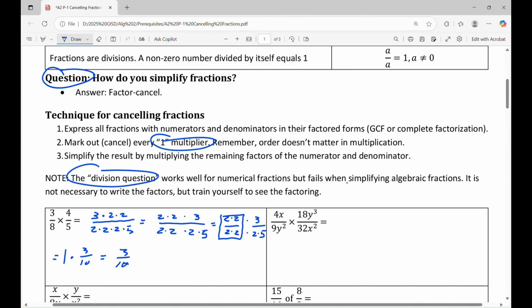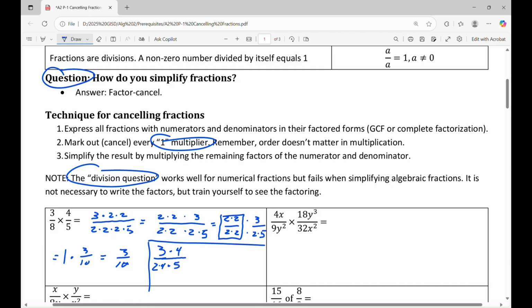Now let's look at another way of doing that same problem. We could have done it this way. We could have said, I see that the 8 has a 4 built into it. So I'm going to call that 3 times 2 times 4, times, and instead of writing it as two separate fractions, let's go ahead and combine them into a single fraction, a 4 over a 5.